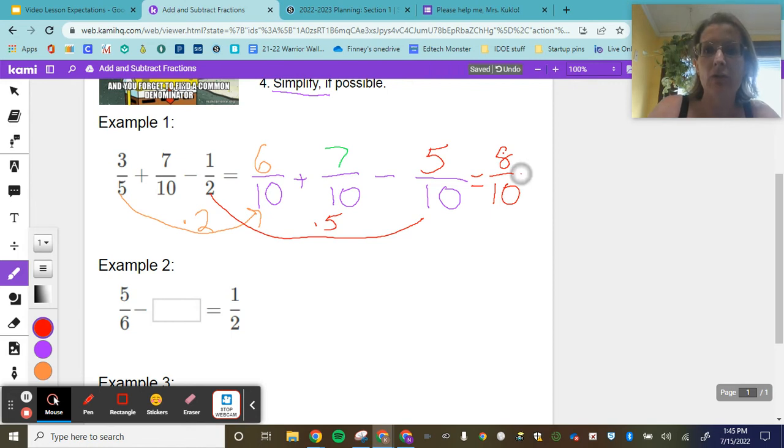But then I need to simplify, and I know that I can divide both 8 and 10 by 2. Remember, to simplify, you divide by the same number, and that will turn into 4 over 5, and that cannot be simplified anymore.